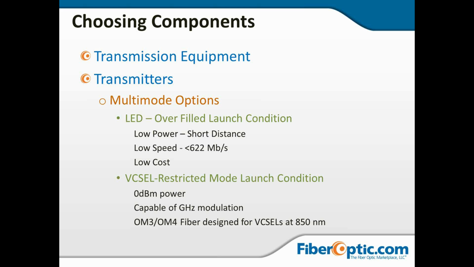And it will give a somewhat higher power as opposed to an LED at negative 20 dBm. VCSEL is going to be somewhere around 1 dBm. It will go into the gigahertz bandwidths, and you're going to need to use OM3 or OM4 fiber, the laser optimized multi-mode fibers.